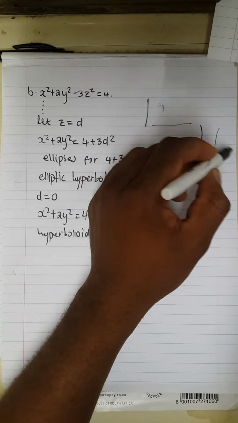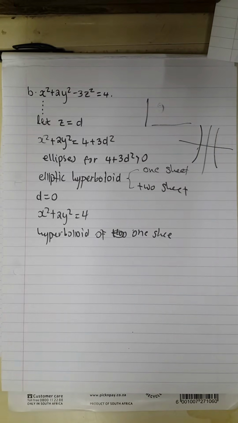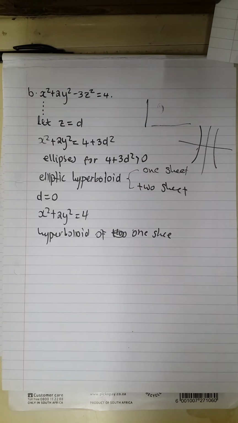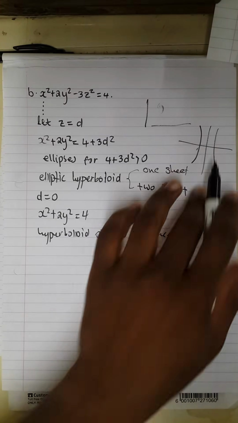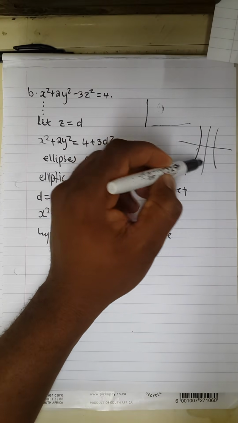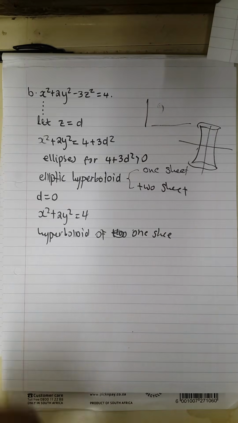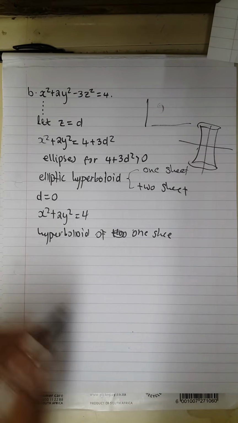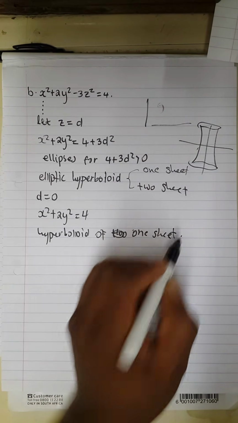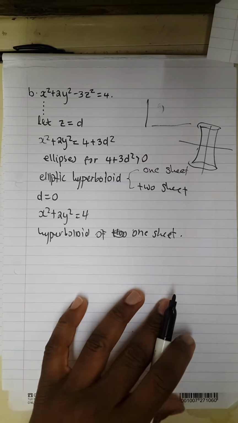It's actually something like those towers in Soweto. You must have seen them, something like this. Here they form ellipses. So that is a hyperboloid of one sheet. That was it for part B of the tutorial, and then we're going to part C.